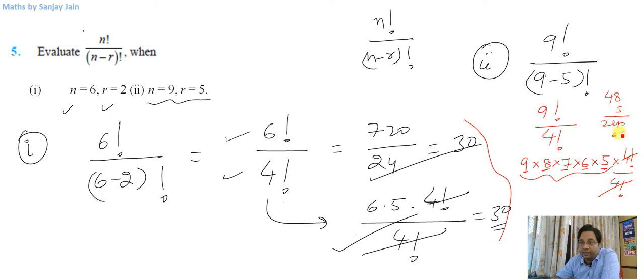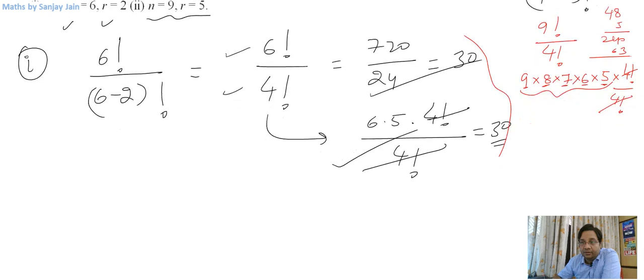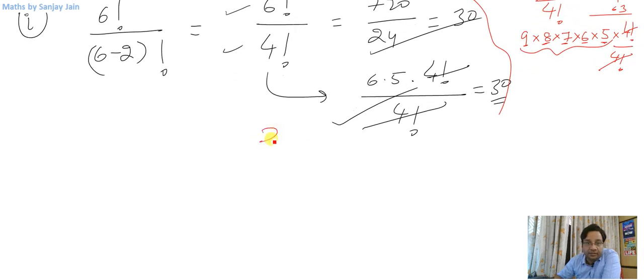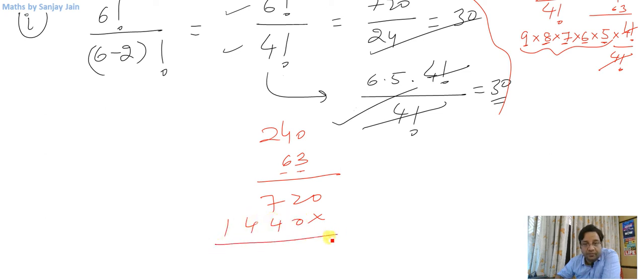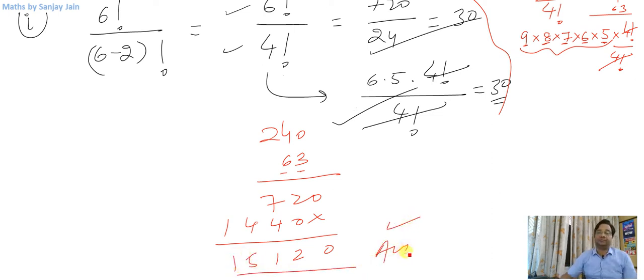240 with 63. What will be my answer? 240 into 63. So I'll have 720 here and then double of 720 because this is 3, this is 6. So 1440. So your answer will be 15120. This will be your answer.